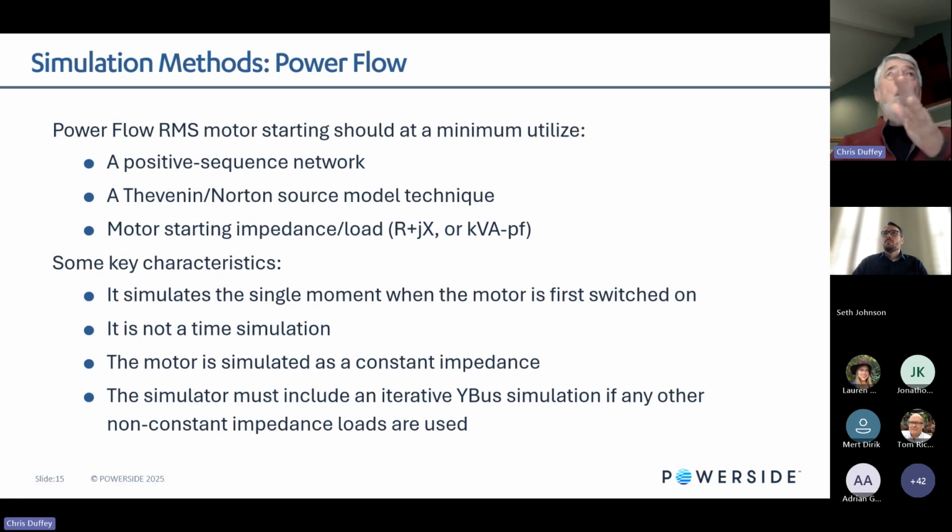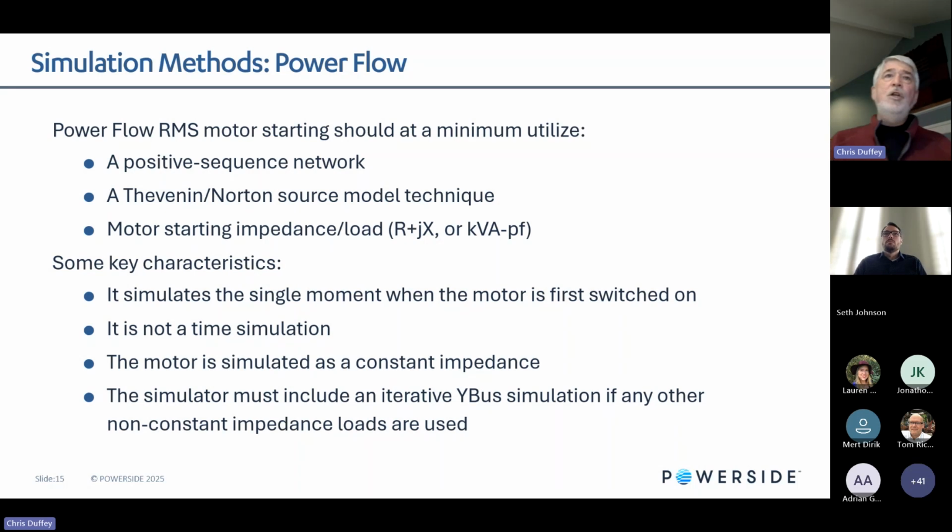So for power flow, it's an RMS motor starting calculation. It typically uses a Thevenin or Norton source model technique and the motor starting impedance, which is a constant impedance. So you figure out what that is, or take that from your data, and then employ it onto the network model and see the voltage reduction. Some key characteristics: it simulates that single moment when the motor's first switched on. It's not a time simulation. And the motor, again, is simulated as constant impedance.